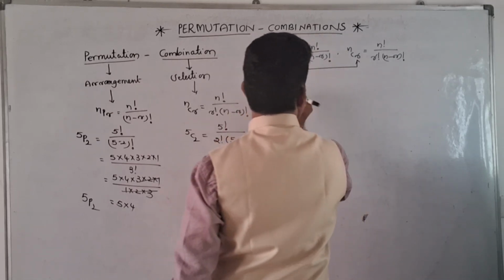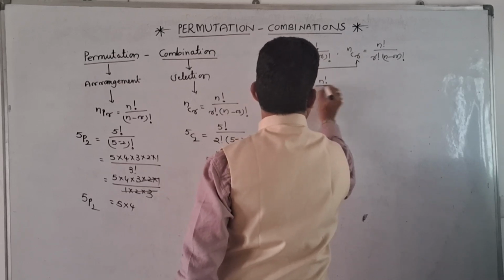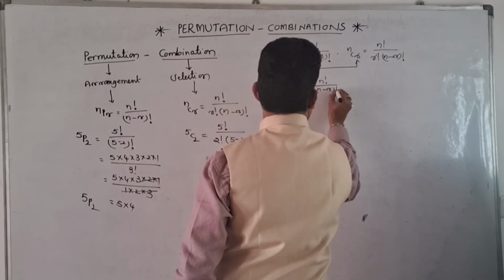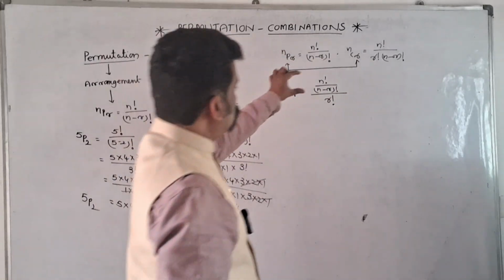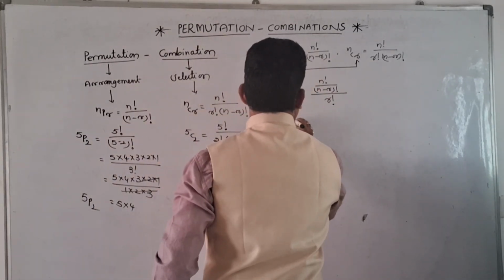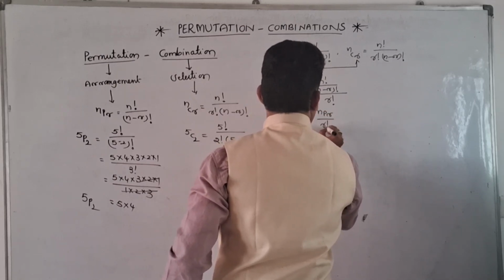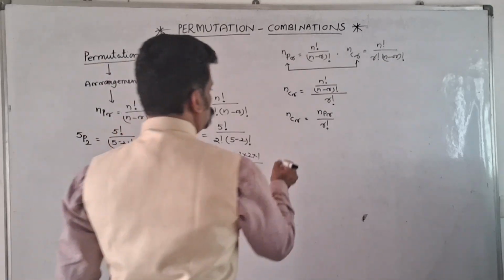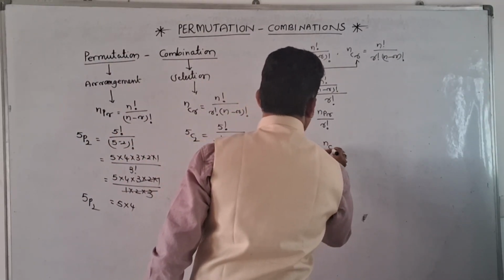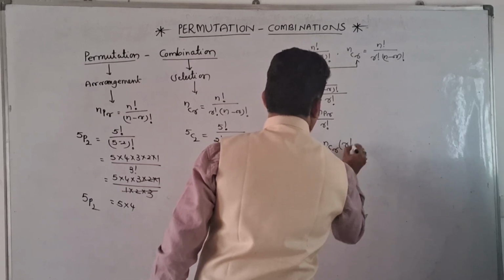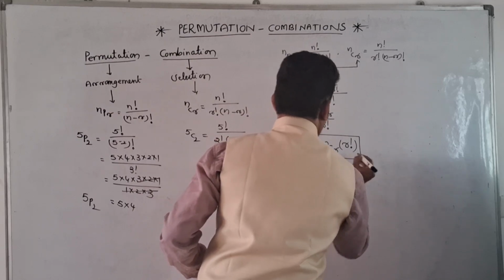So nCr is equal to n factorial by n minus r factorial, whole divided by r factorial. Got it? So this numerator value is nPr, therefore nCr is equal to nPr by r factorial. Now this implies nPr is equal to nCr into r factorial. That's it. This is the relation between permutation and combination.